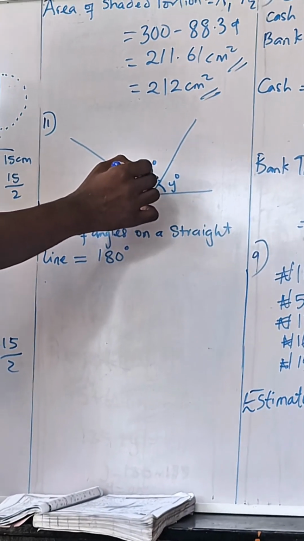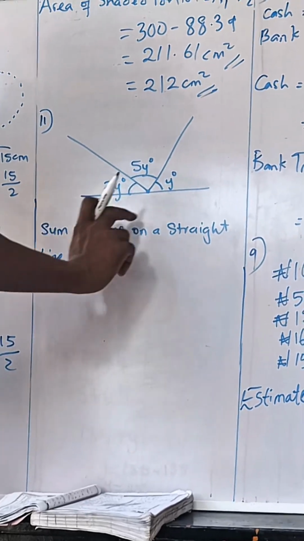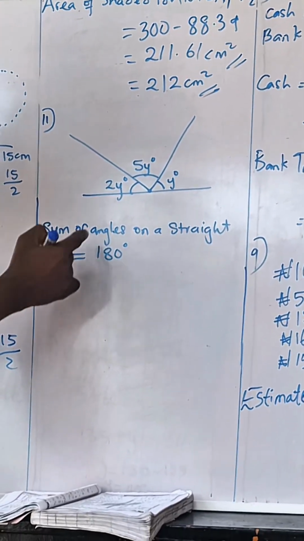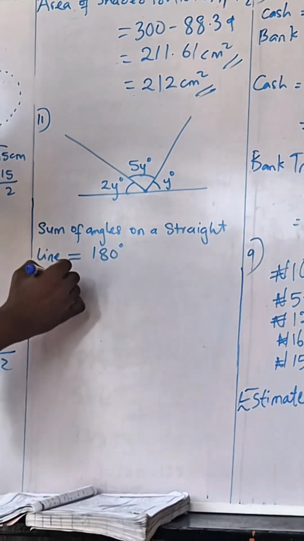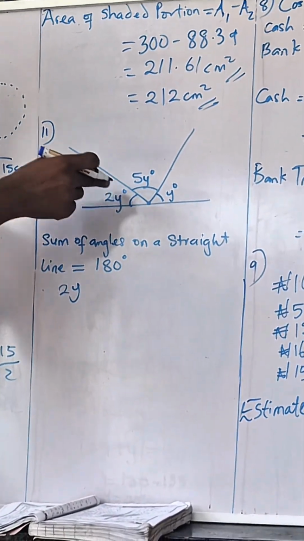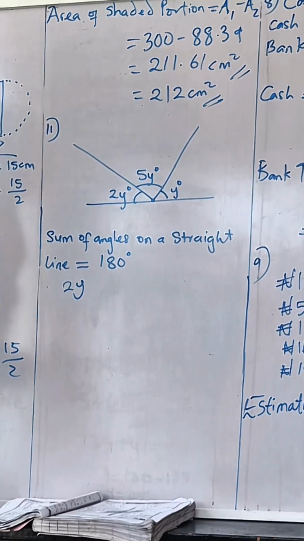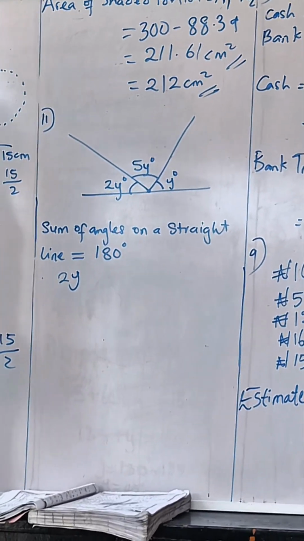This angle, this angle, this angle. The sum of it all is what? 180. Now, the first angle there is what? This, which is 2y. Why are we using y? Because we do not know the value of that angle. Y represents what? An unknown value.